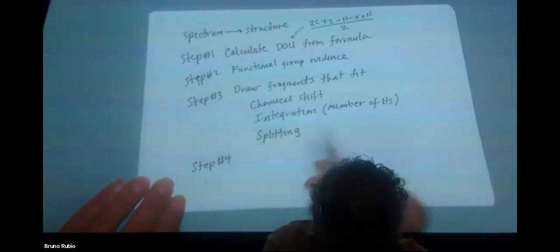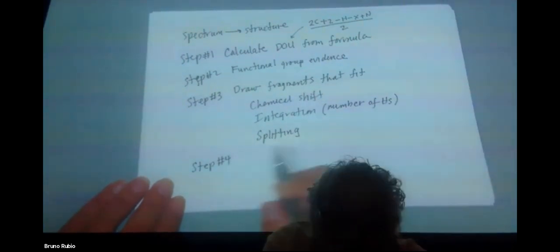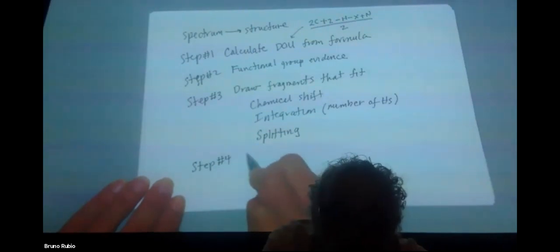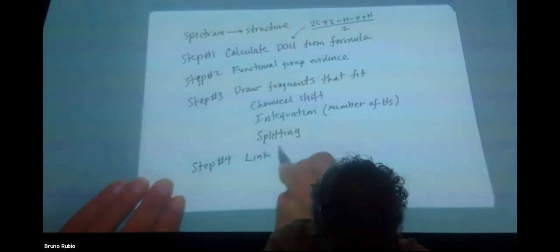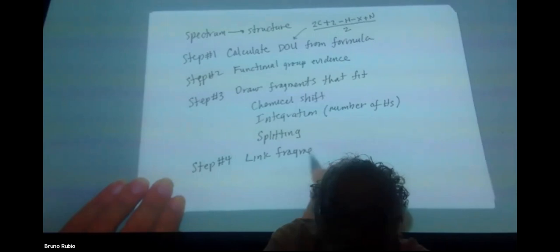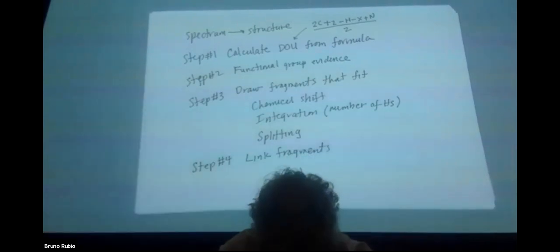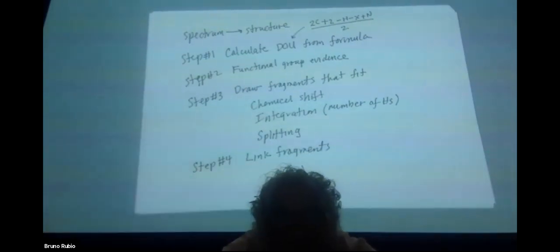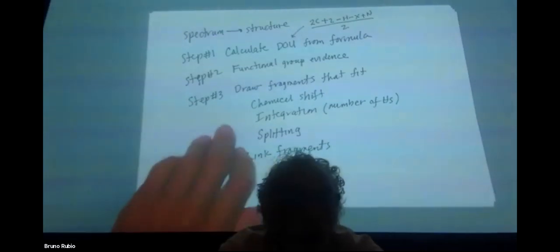Okay, that's very hard. Step number 4 is link the fragments, and you've solved the structure. So that's the step-by-step, kind of deceptively simple. Let's work some examples.